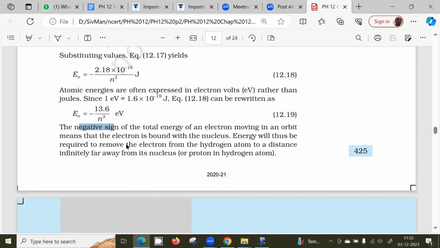Negative sign indicates that the electron is bound. Bound in the sense like electron and proton will not fly away because there is attractive force between them, and they do not fall inside because it's moving at a velocity. Like Earth is moving around the sun, but it's not falling into the sun, right? Because the centrifugal force, which is mv square by r, is balancing this attractive gravitational force. Similarly, here the attractive Coulomb force is balanced by this centrifugal force because the electron is rotating around the nucleus.